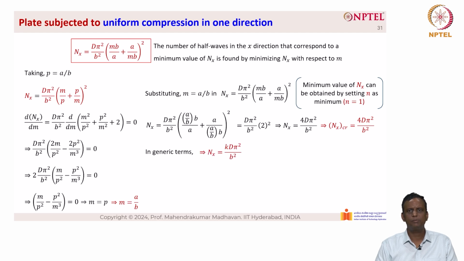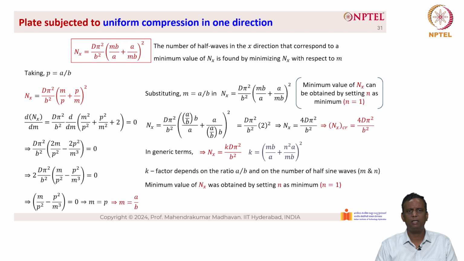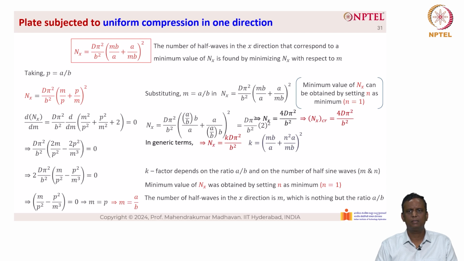Now in generic terms, we can write Nx equal to k into pi square D by b square, where k can be defined as (mb by a plus n square a by mb) the whole square. K is defined as the factor which is based on the ratio of a by b and on the number of half sine waves m and n. And the minimum value of Nx was obtained by setting n equal to 1. And the number of half sine waves in the x direction m is nothing but the ratio a by b.